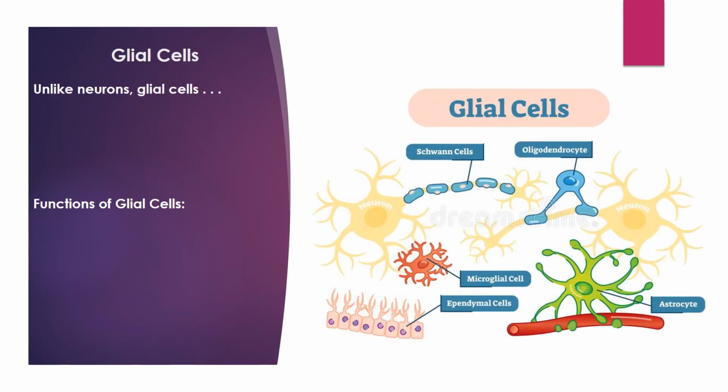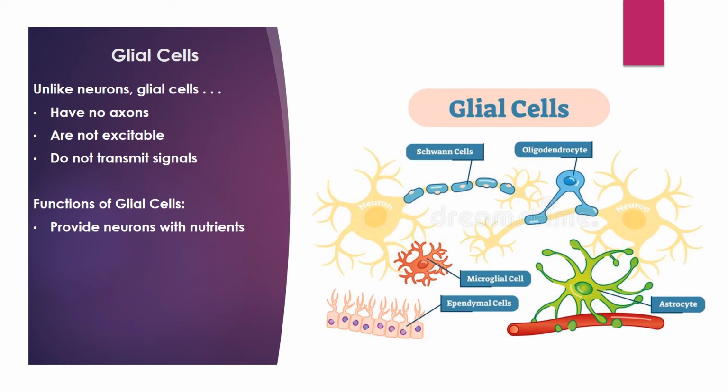Now that we've talked about the function and structure of neurons, let's discuss a type of supporting cell known as the glial cell. Unlike neurons, glial cells do not have axons and are thus not excitable, meaning they cannot transmit signals. Glial cells serve to provide neurons with nutrients. They also help to make up the myelin sheath, which both insulates a neuron so that the signal doesn't dissipate and allows for increased conduction velocity of neuronal signals.